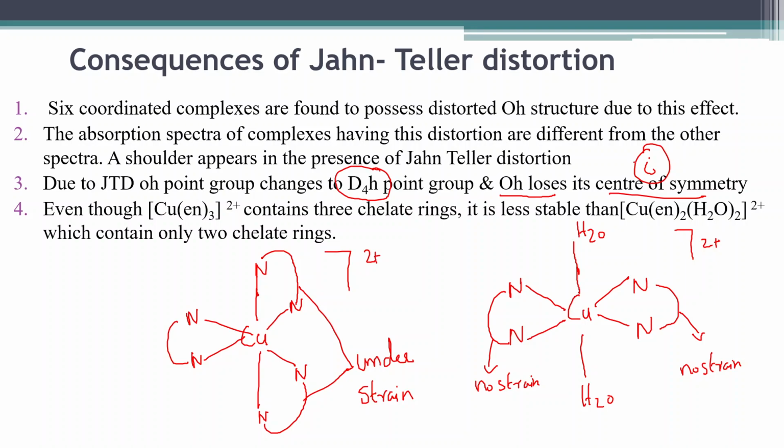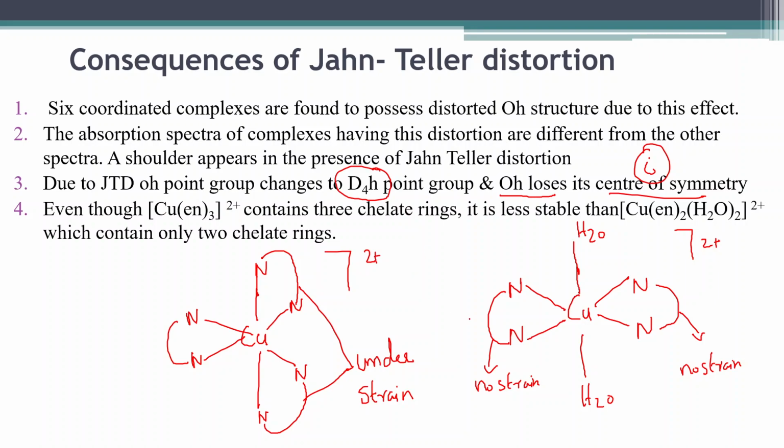And the fourth one is, even though Cu(en)3 2+ contains three chelate rings, it is less stable than Cu(en)2(H2O)2 2+, which contains two chelate rings. When we studied the stability of complexes, we learned that complexes having more chelate rings are more stable than their counterparts having fewer chelate rings. Here, when we take a complex having three chelate rings and a complex having two chelate rings, because of Jahn-Teller, the complex having two chelate rings is more stable.